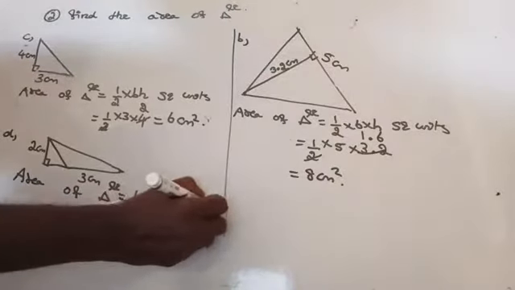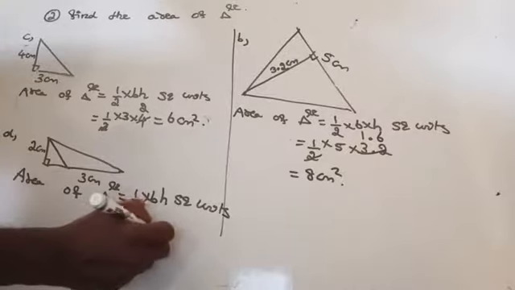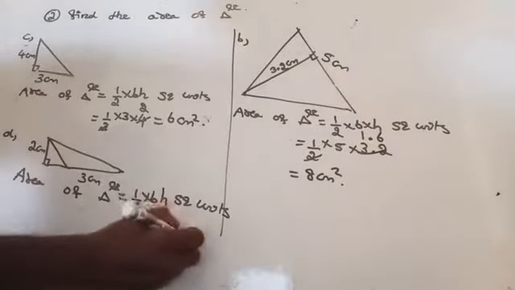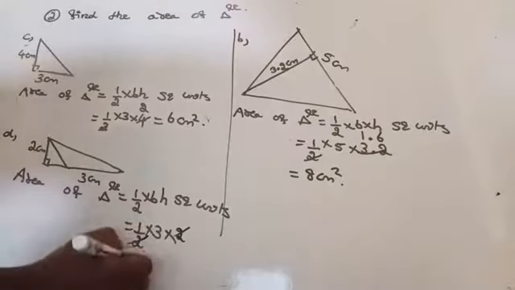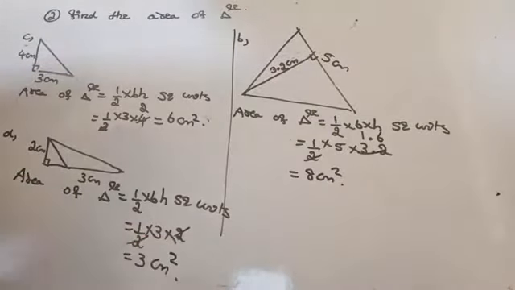So what is the base here? Base is 3. Height is how much? 2 here. So 2 2 can cancel. So 1 into 3 is 3 centimeter square, which is the area of the triangle. Am I right? Shall we move to the next one?